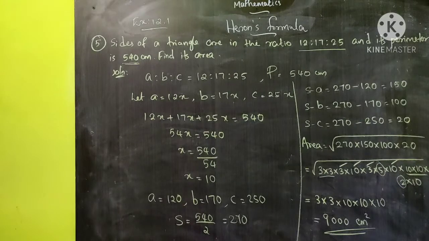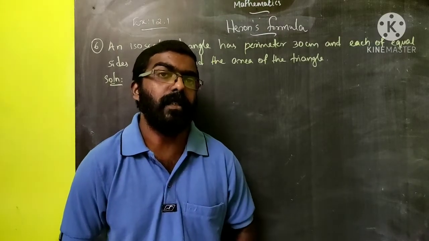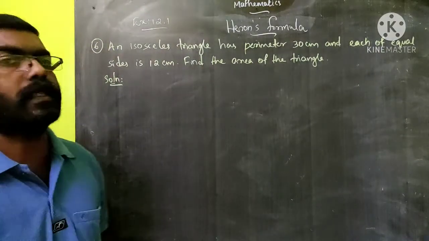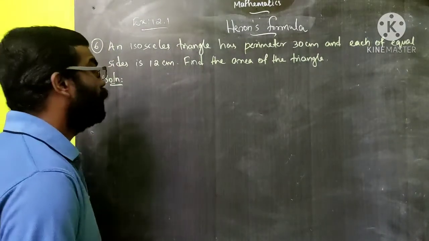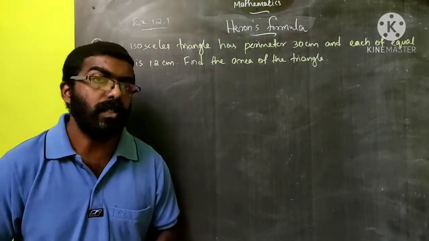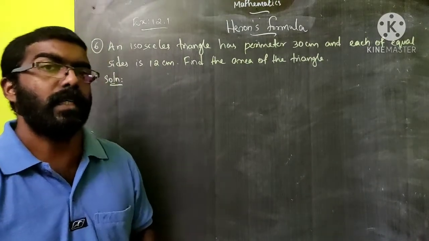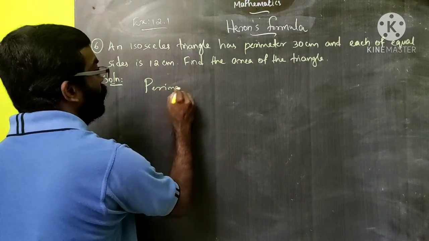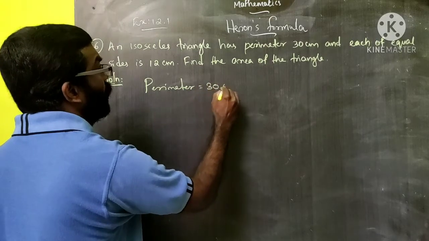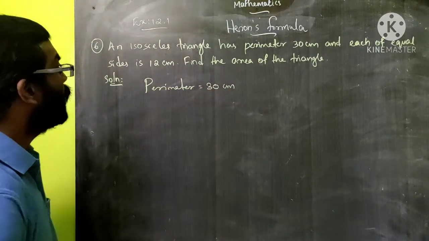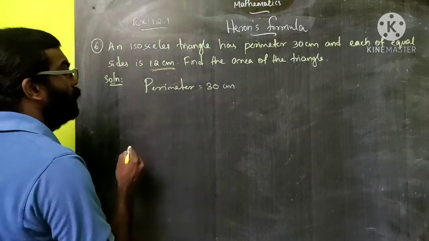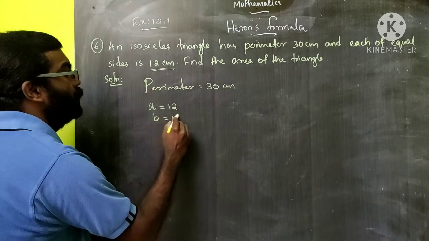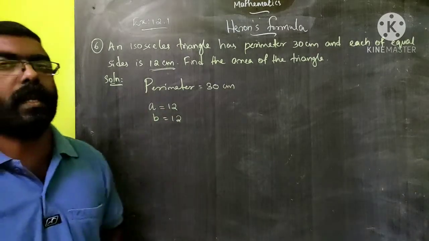Okay, now we move on to the last question in this exercise. An isosceles triangle has perimeter 30 centimeter. We all know what is an isosceles triangle. A triangle in which two sides are equal is known as what? Isosceles triangle. Here the perimeter is given. Perimeter is equal to 30 centimeter, and each of the equal sides is 12 centimeter. The equal sides we can take as A and B. So A is equal to 12 and B is equal to 12. Find the area of the triangle.